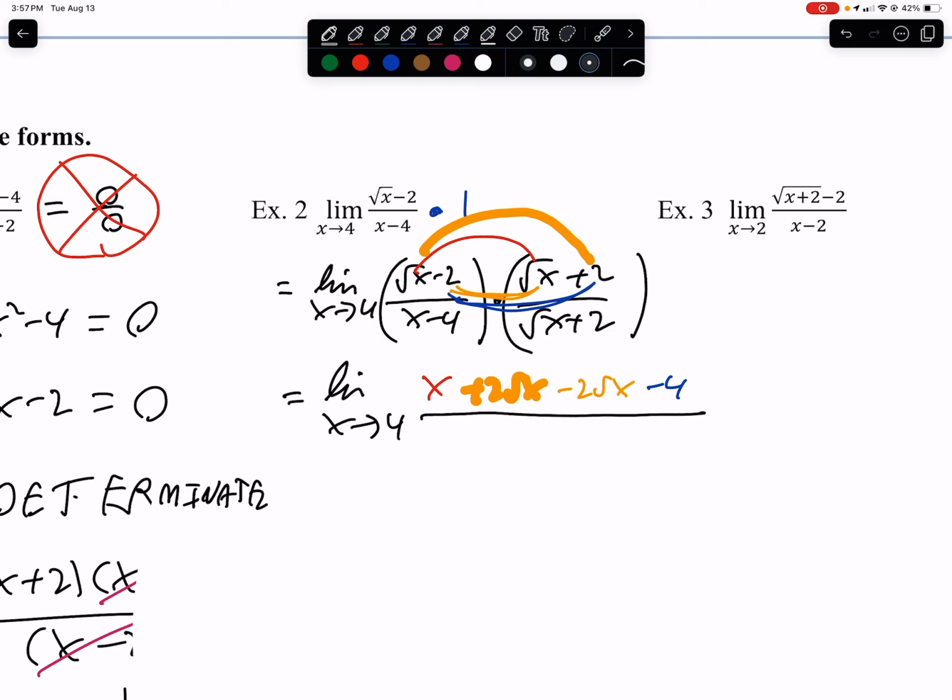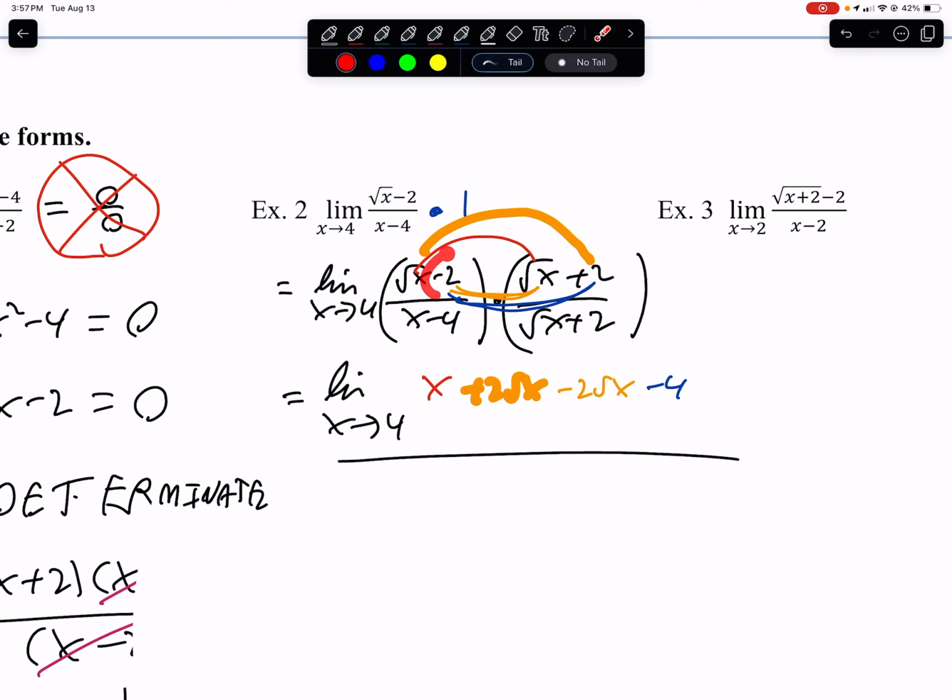Now, why is that nice? Because one's a minus 2, one's a plus 2, when you multiply and distribute, these will always cancel and disappear. And it's nice. You don't have any more radicals.